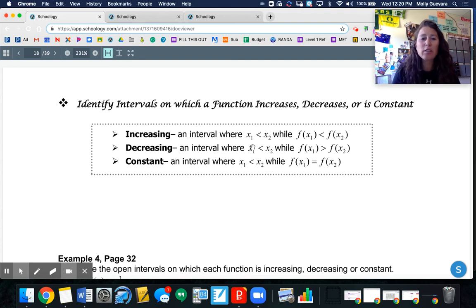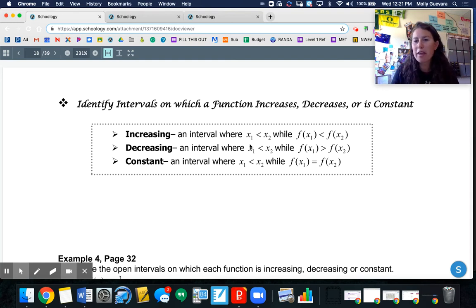Okay, so the key here is you always go left to right on your graph. I feel like the camera's flipping me, but you always go left to right. If it's increasing, it's going up from left to right. If you are decreasing, it's going down from left to right. And if you're constant, then it's staying the same. It's not increasing or decreasing from left to right.